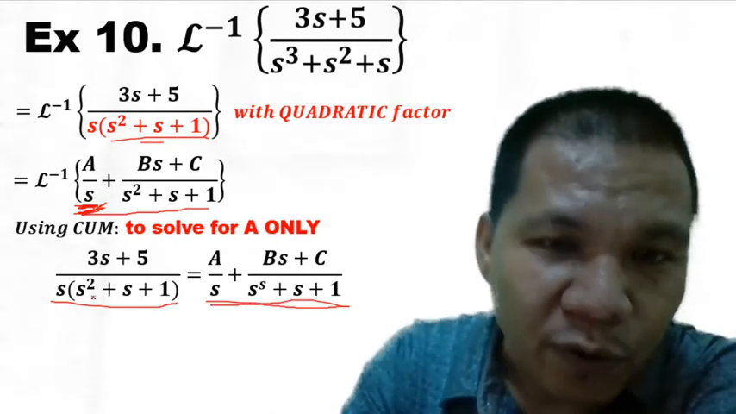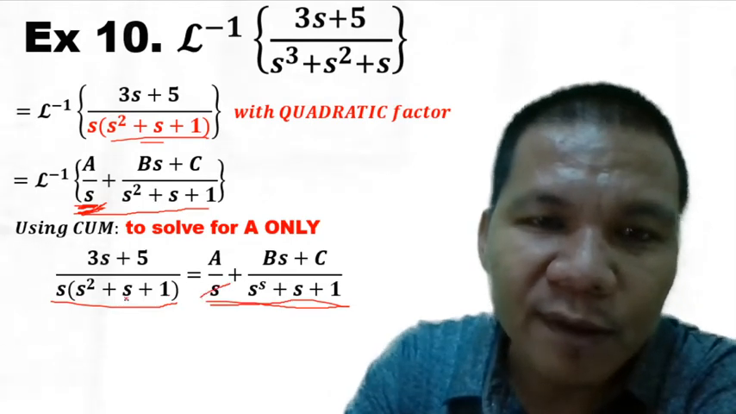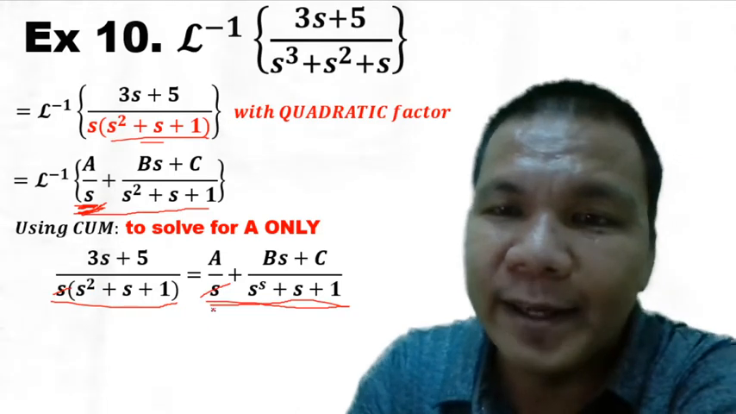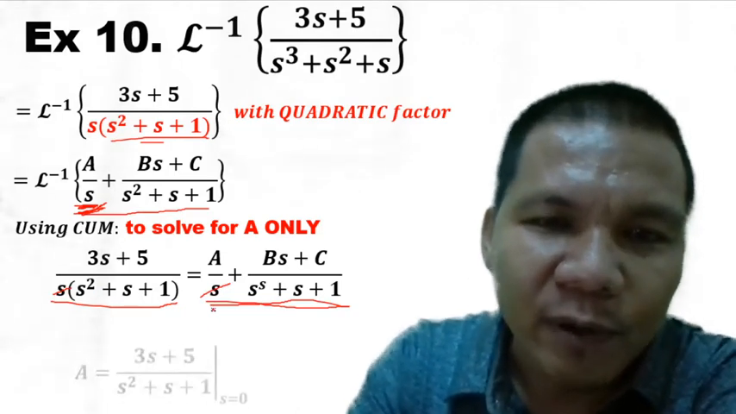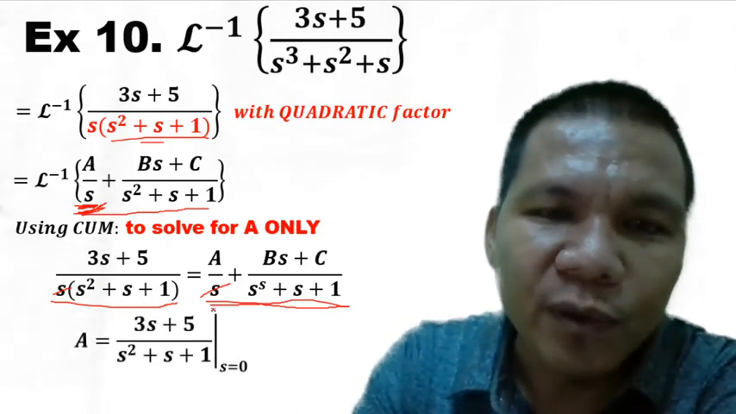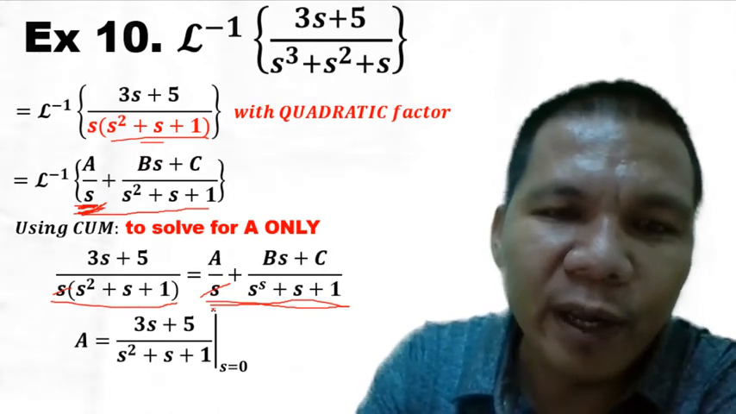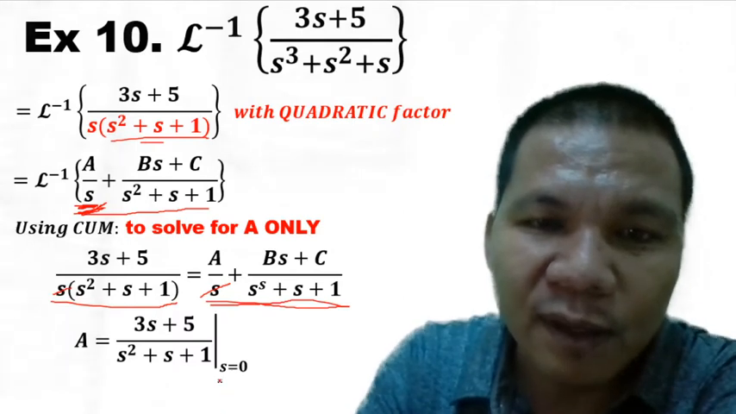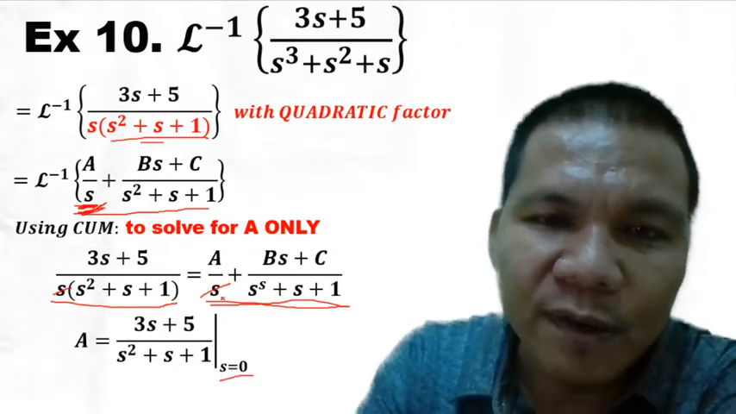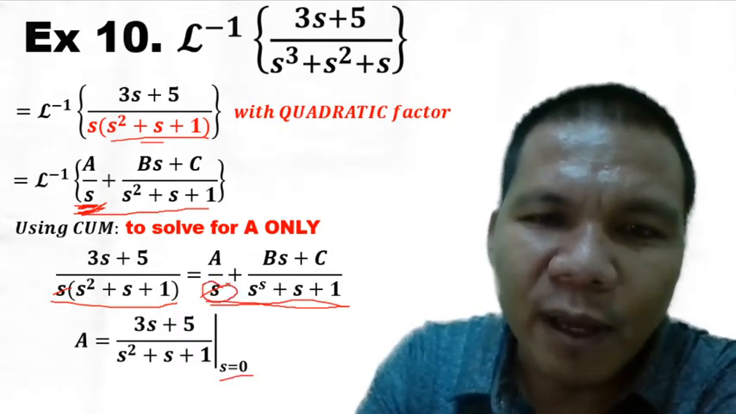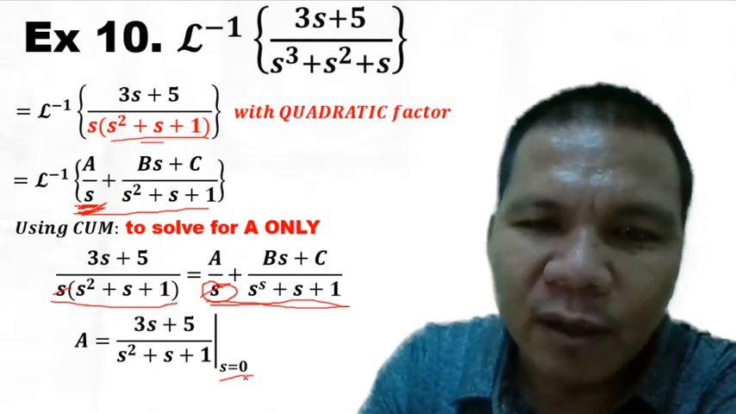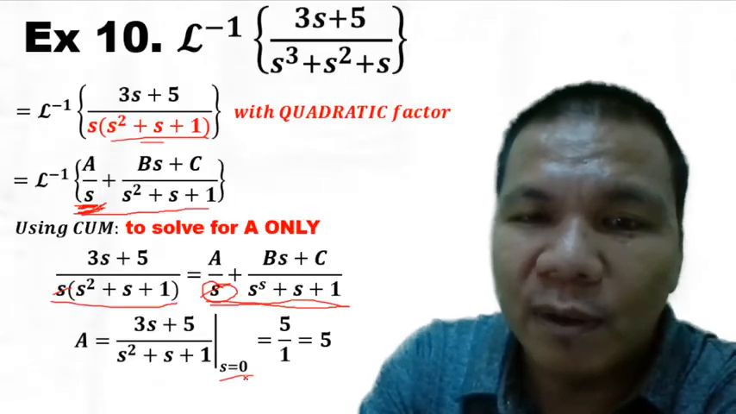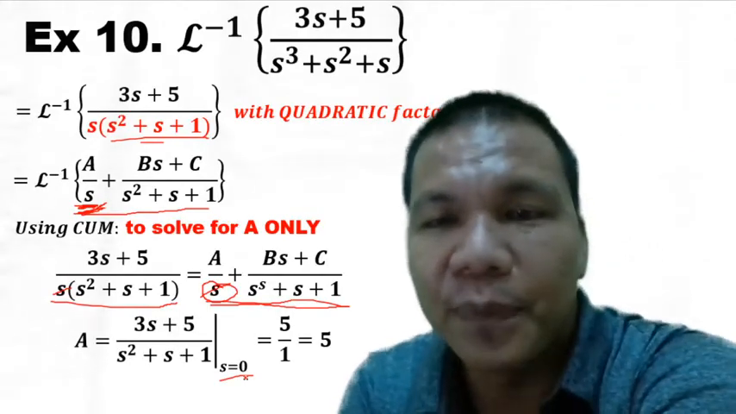Okay, now to solve for A, we need to cover S and S. Take note of that. We can only use the cover-up method for a linear factor. Now, what will be left? A is equal to 3s plus 5 all over s squared plus s plus 1. Now, we will set s equal to 0, because to make this denominator 0, the value of s should be 0. Substituting 0 will leave you with the answer equal to 5.